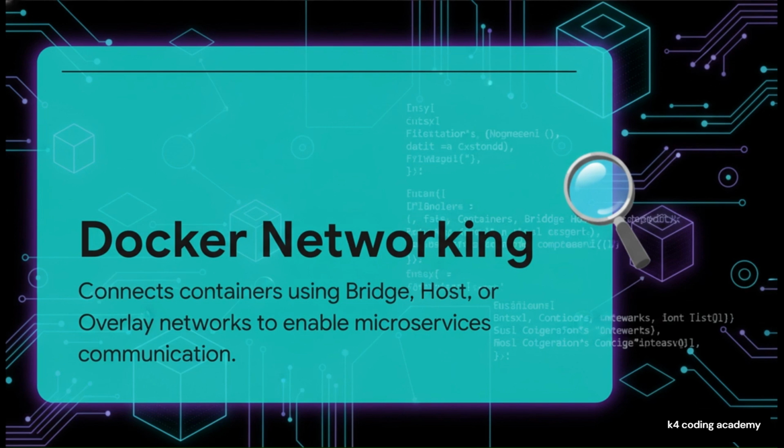So, for example, if you have your web application in one container and your database in another, you just create a network, attach both containers to it, and boom, they can now find and communicate with each other securely just by using their names. It's the fundamental piece that makes complex systems like microservices possible.